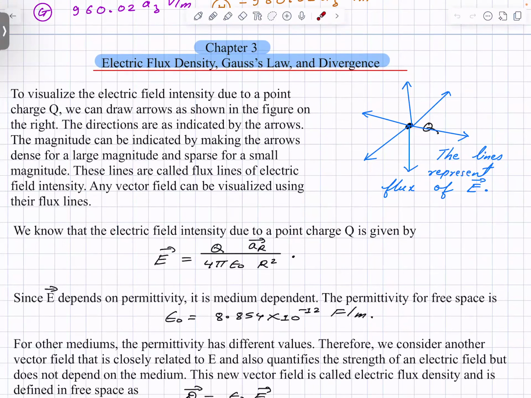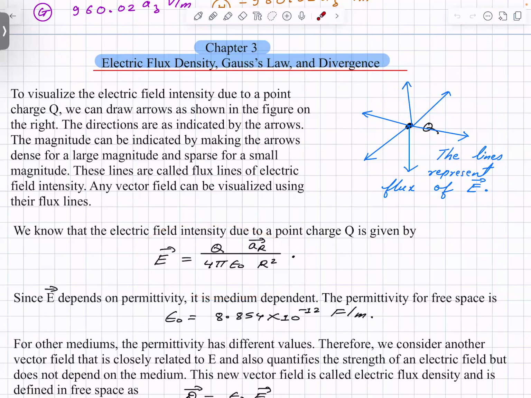For any vector field, we can always visualize that field by drawing what we call flux lines corresponding to that field. So if we have a point charge, then the electric field will be radially outward from that point charge. To visualize that field, we can draw arrows like that. These are called flux lines of electric field intensity. And we know that for a point charge, electric field intensity is given by this formula.